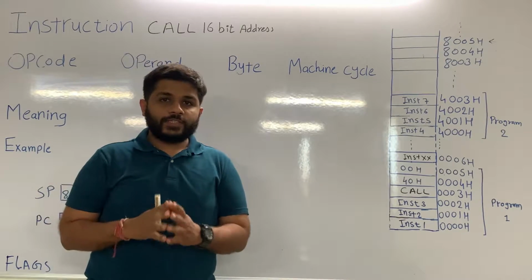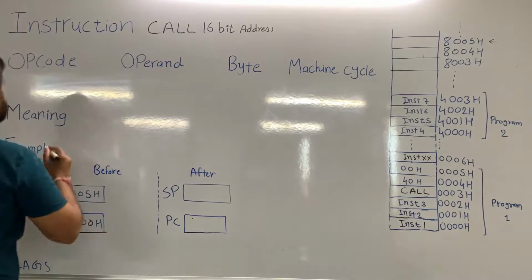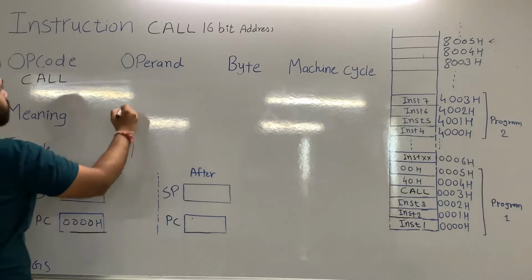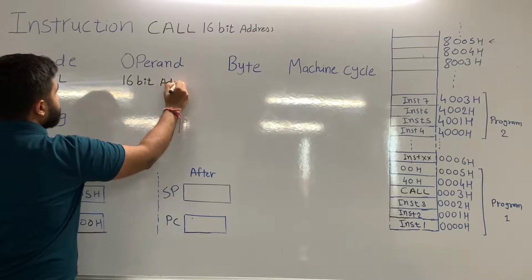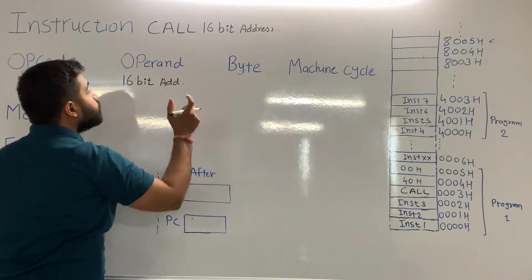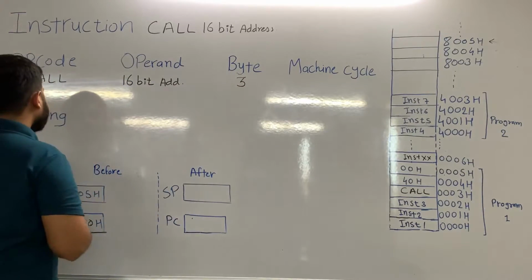So now we are going to see the instruction that is CALL 16-bit address. For this instruction, the opcode is CALL. The remaining part of the instruction is the operand, that is the 16-bit address. Now in this instruction, you can see that a 16-bit value is present. It means this instruction is of 3 bytes.